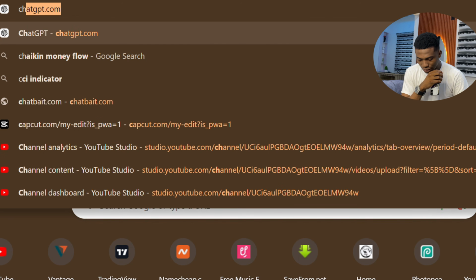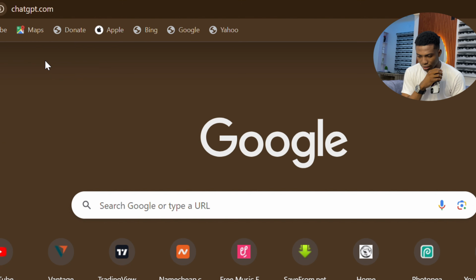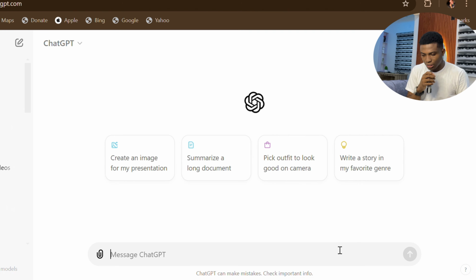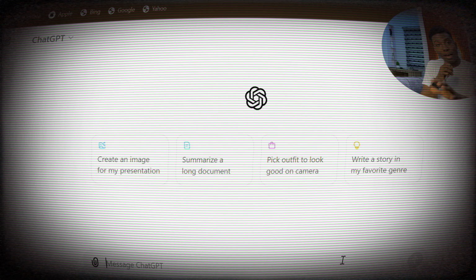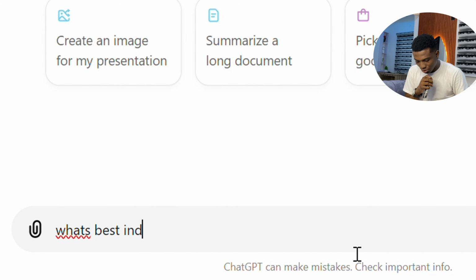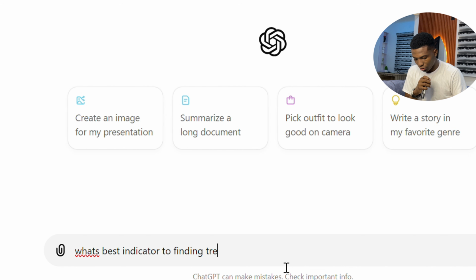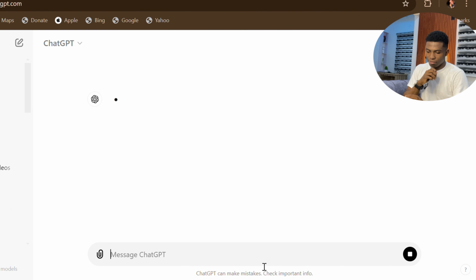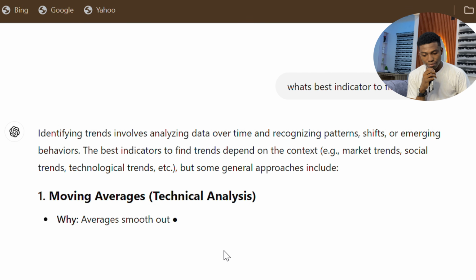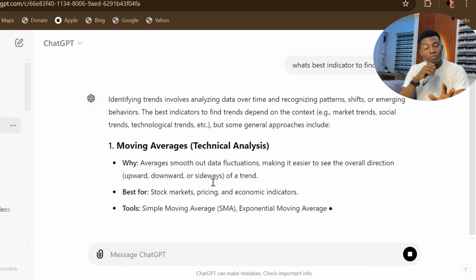So I'm going to go to ChatGPT right now. I already have that here. So we have ChatGPT running on the screen. At this point, I had to ask it the biggest question that can really set us up for life. What's the best indicator for finding trends? Okay, so I've currently searched that out, and it's already giving us, you guys can see it, best indicator for finding trend.